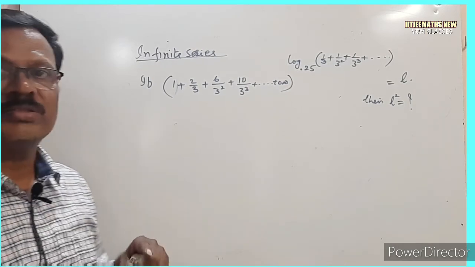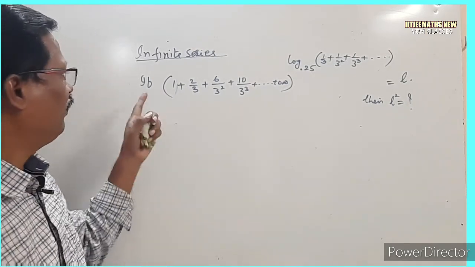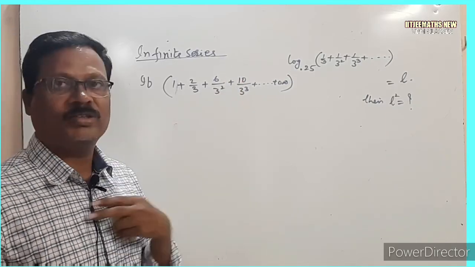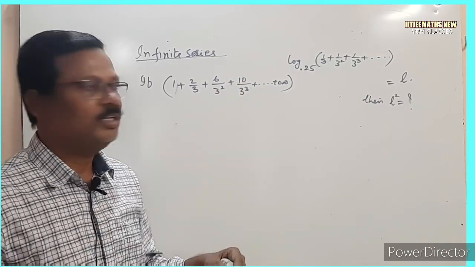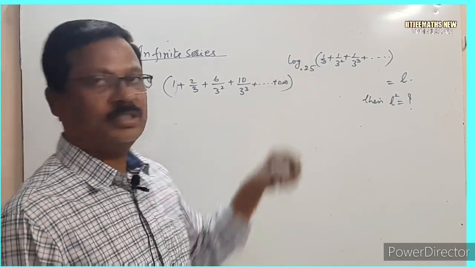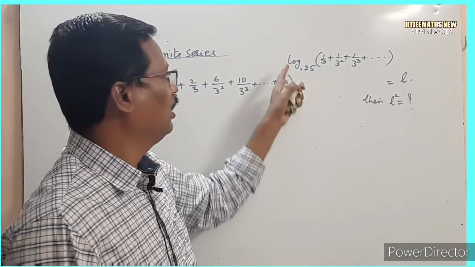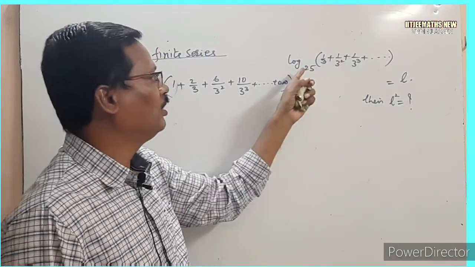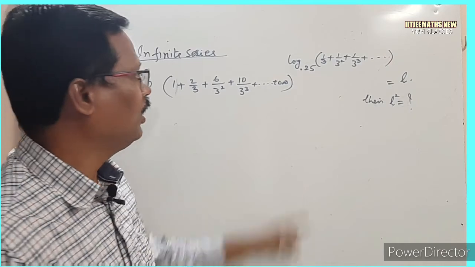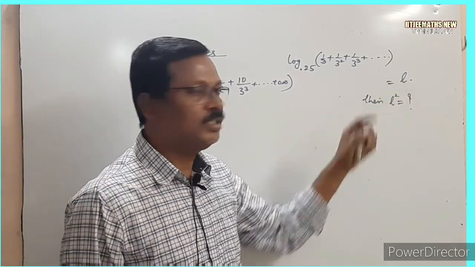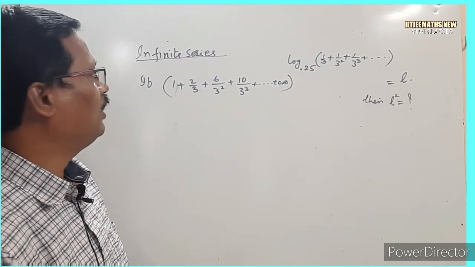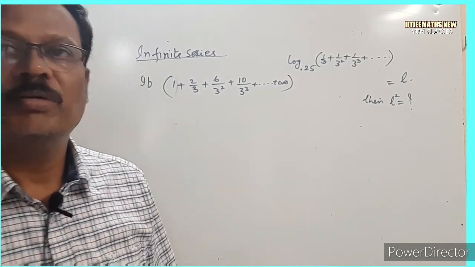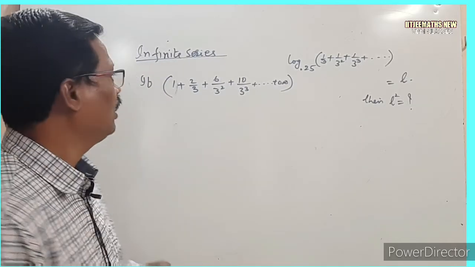This belongs to the infinite series. If 1 plus 2 by 3 plus 6 by 3 square plus 10 by 3 cube up to infinity, exponent of this whole to the power of log of 1 by 3 plus 1 by 3 square plus 1 by 3 cube up to infinity to the base 0.25 is equal to the given L, then what is L square? Now, this is very simple, belongs to the infinite series. It is also related to the progressions.